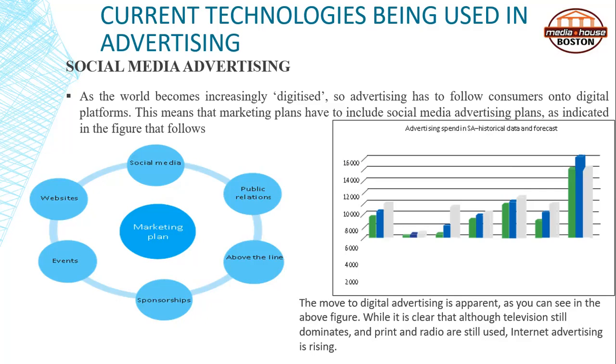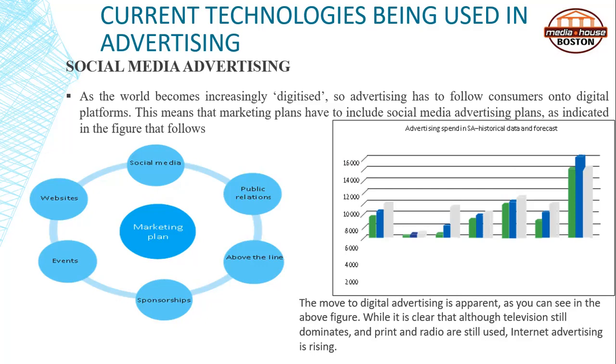So this means that marketing plans have to include social media, as indicated with those two following figures that we see there. So that's your marketing plan. Within your marketing plan, you have to think of your social media, your website, events, your sponsorship, above the line advertising, and public relations.